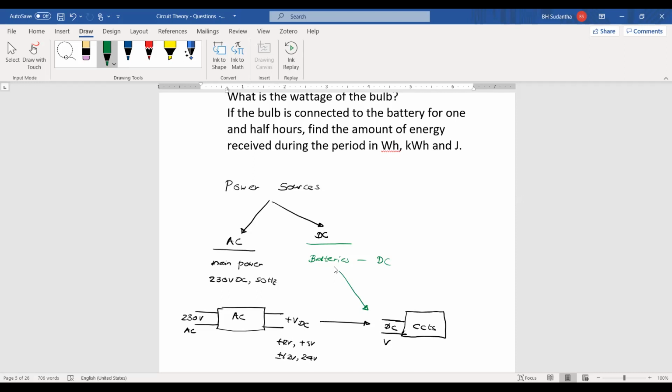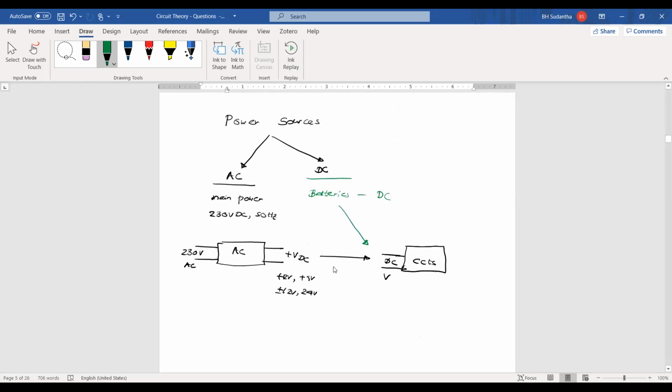Some circuits work with AC voltages, and sometimes after reducing this one, again we can provide 230 volts AC. Comparing this, it is a very high voltage, but some of the circuits are using low voltages. This voltage may be AC, but these are low voltages.